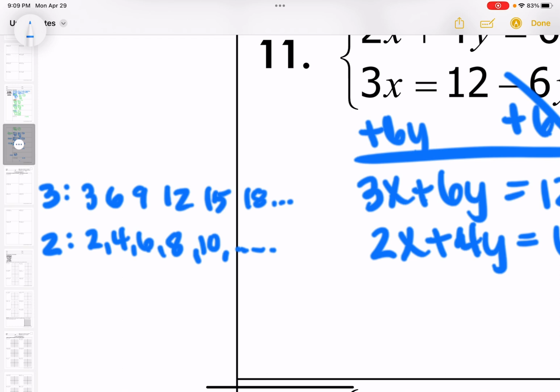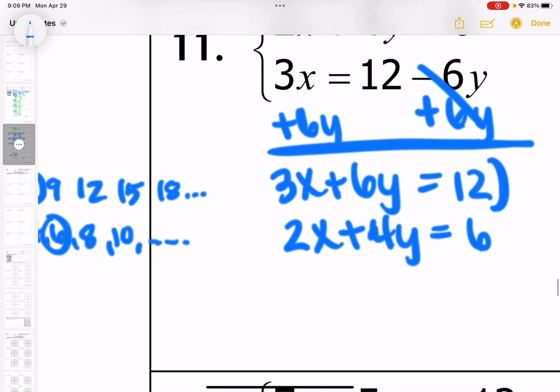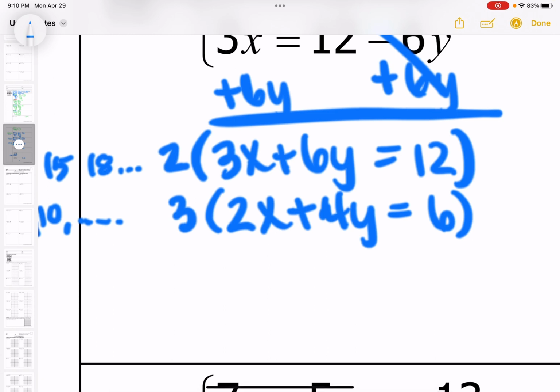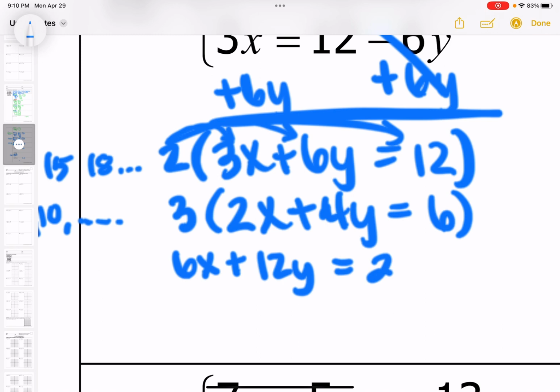So if you look at this list, we can see that the smallest number that they have in common is going to be 6. So I need to figure out what I have to multiply my top equation to get 6 by x. So that's going to be 2, because 2 times 3 is 6. And then I'm going to multiply my bottom equation by 3, because 3 times 2 is 6. So now I'm going to use the distributive property to do that. So 2 times 3x is 6x. 2 times 6y is 12y. And 2 times 12 is 24.